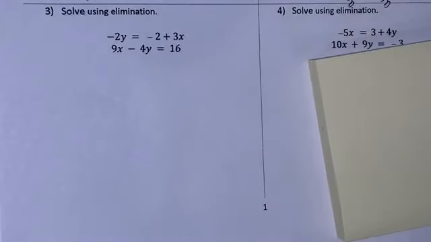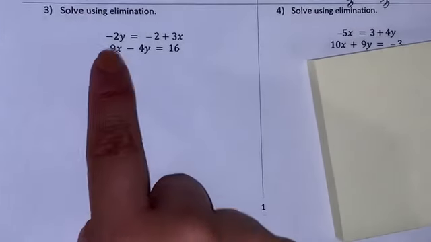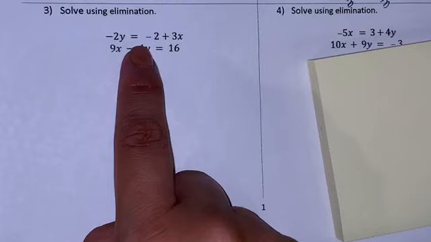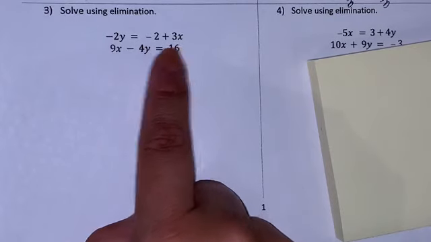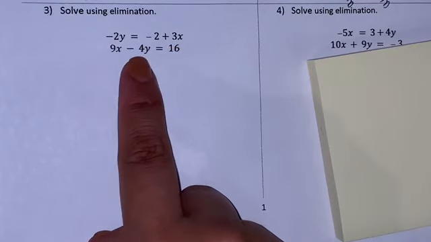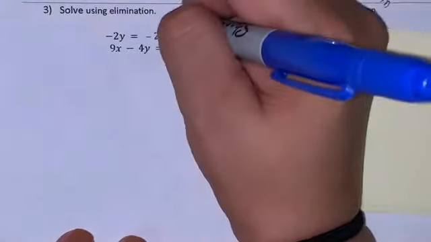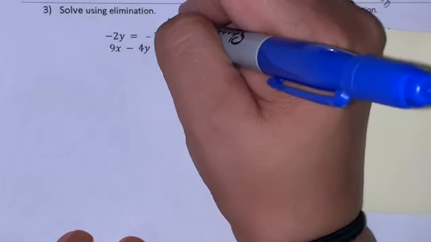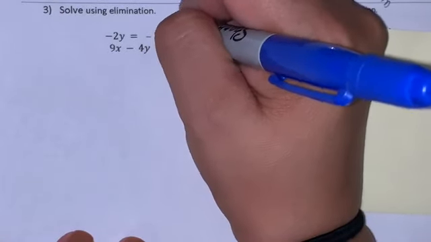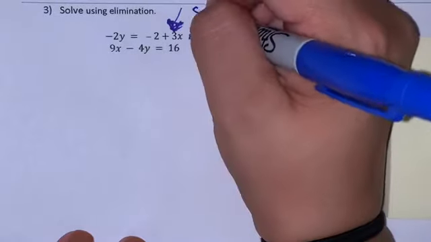Number 3, solve using elimination. Negative 2y equals negative 2 plus 3x. 9x minus 4y equals 16. So the first thing you want to identify here is that equation A, you're going to have to change that because you want standard form.